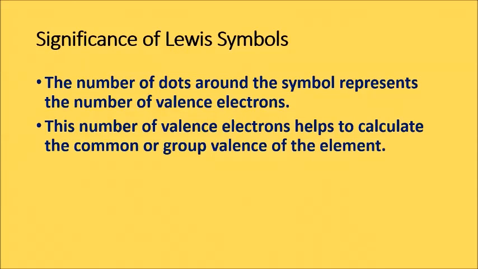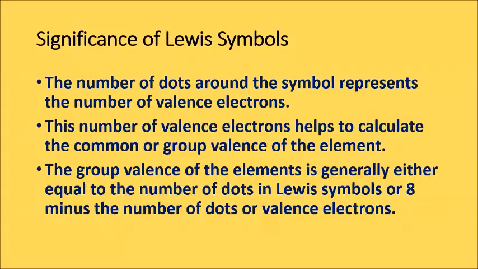Same way for the 13th group it will be 3. Outermost shell 3 electrons are there, so 3 is the group valence, plus 3. So we can find out the number of valence electrons as well as the group valence of the element. And the group valence of the element is either equal to the number of dots in the Lewis symbol, or 8 minus the number of dots. That way also we can get the group valence of the element.